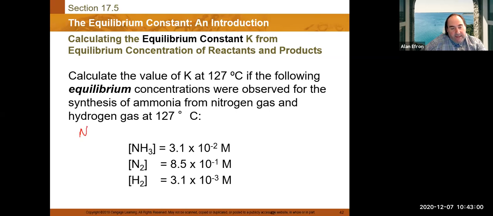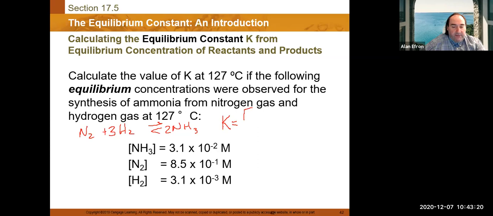But we have N2 plus H2 going to make ammonia, which is NH3, with probably a 2 there and a 3 there necessary to balance it. Again, if we were to write our expression, it would be our products over our reactants.